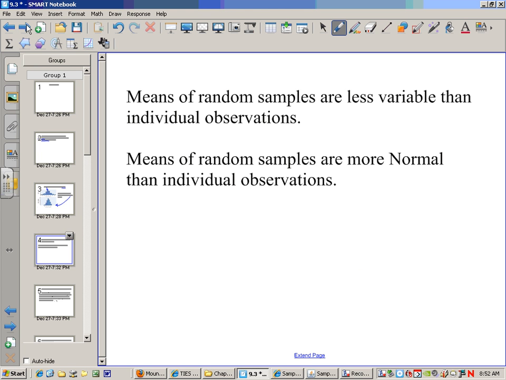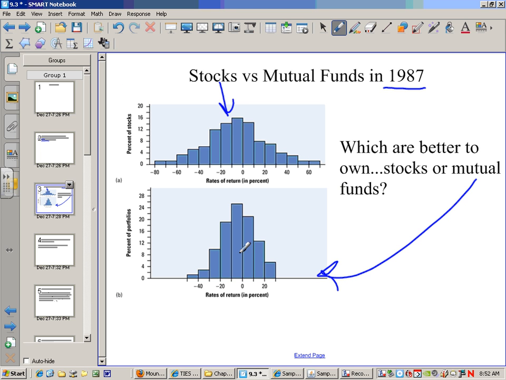Means of random samples are less variable than individual observations, and the means are going to be more normal than the individual observations. So this is a more normal distribution than this, and this has less variability than individual stocks.